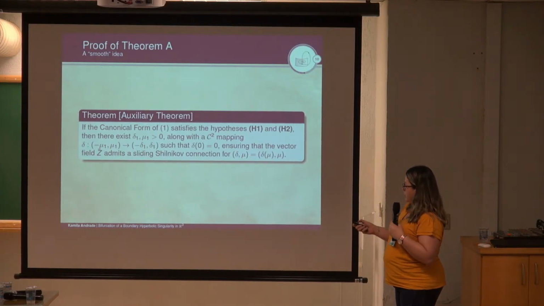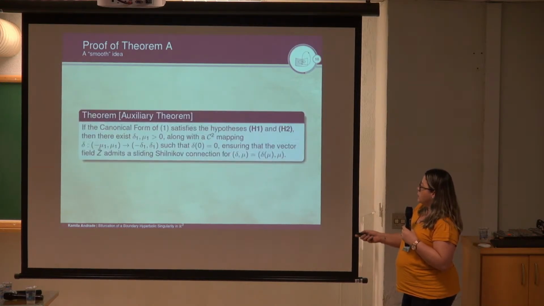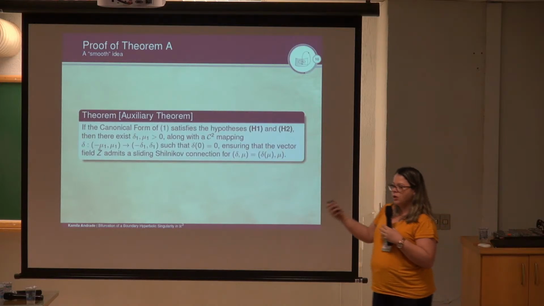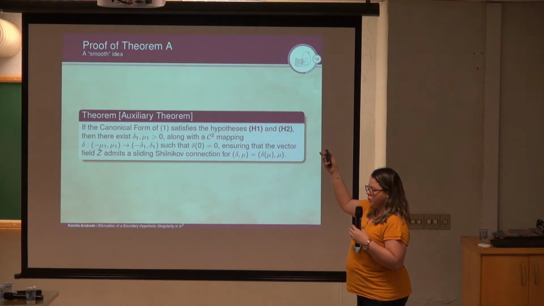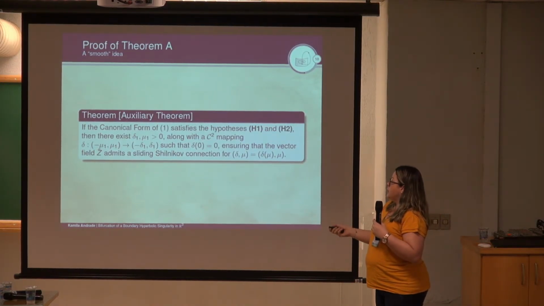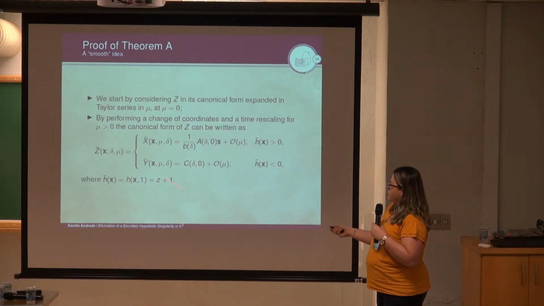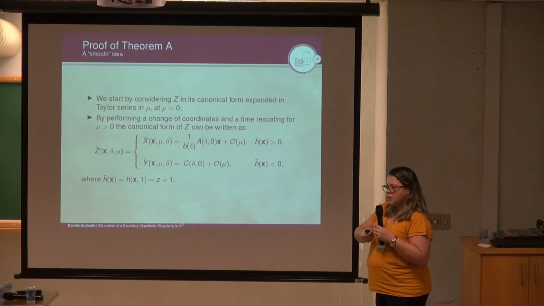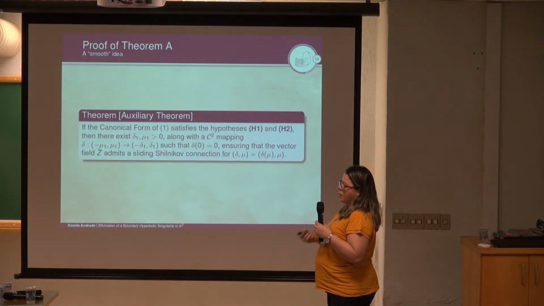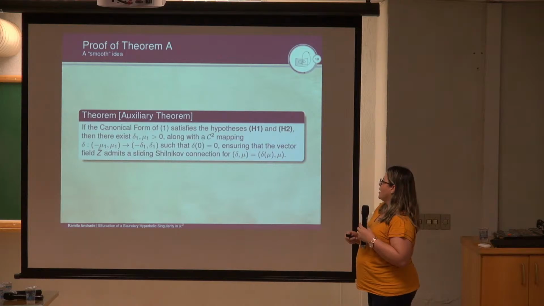And we will call this vector field tilde the auxiliary vector field, and we show that if the canonical form of our initial vector field satisfies hypotheses H1 and H2, then this auxiliary 2-parameter family of vector fields admits a curve of sliding homoclinic and sliding Chunikov connection.